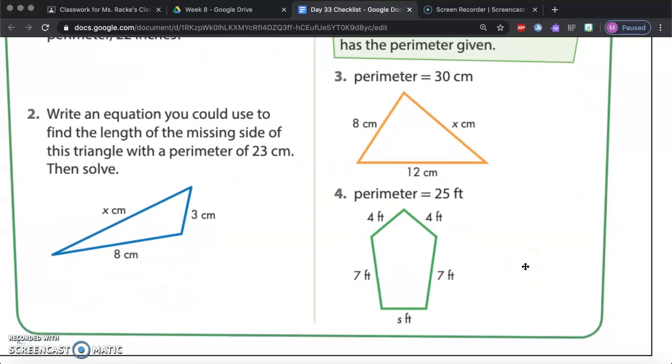Now let's look down here. This one has a little bit more sides than we've been working with. It is a pentagon. So let's start with my perimeter. I know my perimeter is 25 feet, and I know the length of 4 of my sides. These 2 are 7 feet, and then the 2 at the top are 4 feet. And at the very bottom, my unknown is S feet. So S is my unknown.